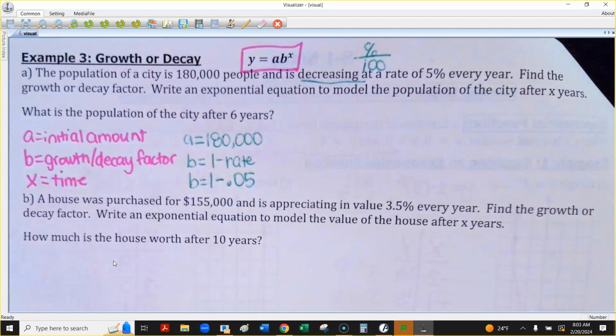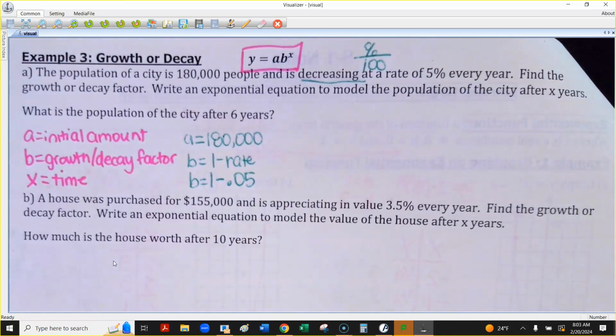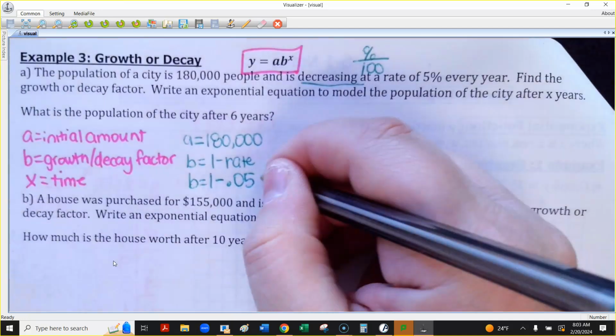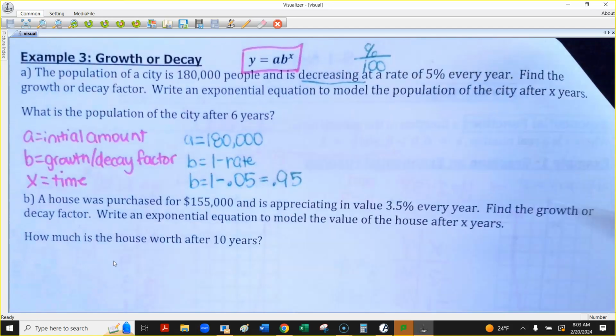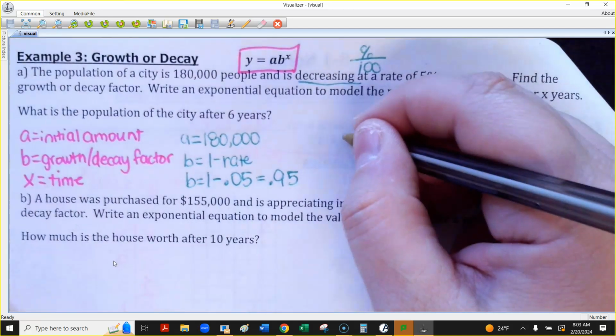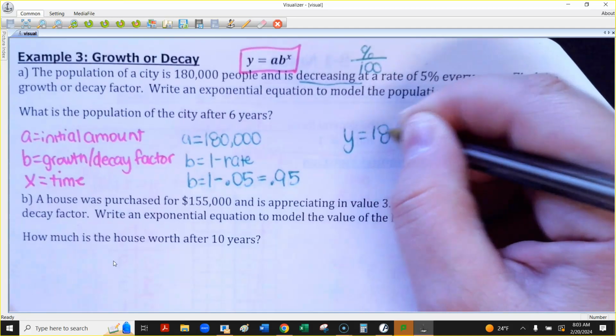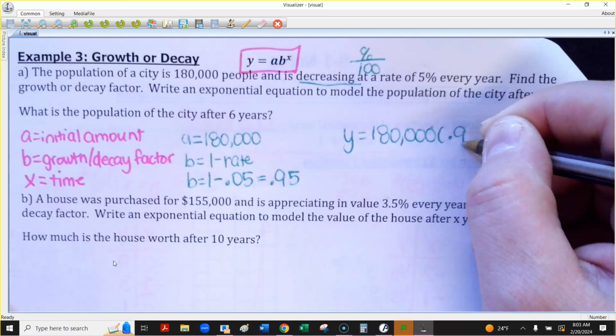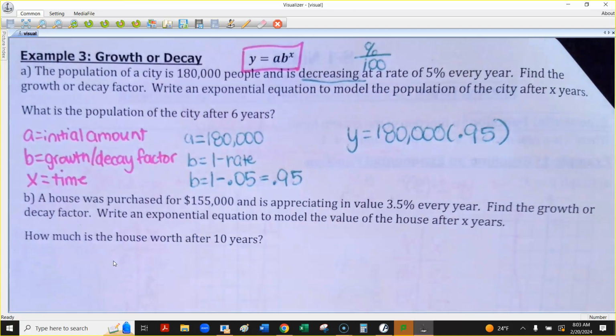So I want you to think about this for a second. If you had a test and you took 5% away, what would you get on the test? 95, right? So that's what you're going to have here. Anytime you have decay, I'm just going to take that away, but I still am going to hold 95% of my population. We're just going to lose 5% every year. So if I want to write a model for this, I'm going to write y equals, we start with our initial amount, that 180,000, and then your B value. Don't multiply these together, we're going to keep them separate because we have to do the exponent first.